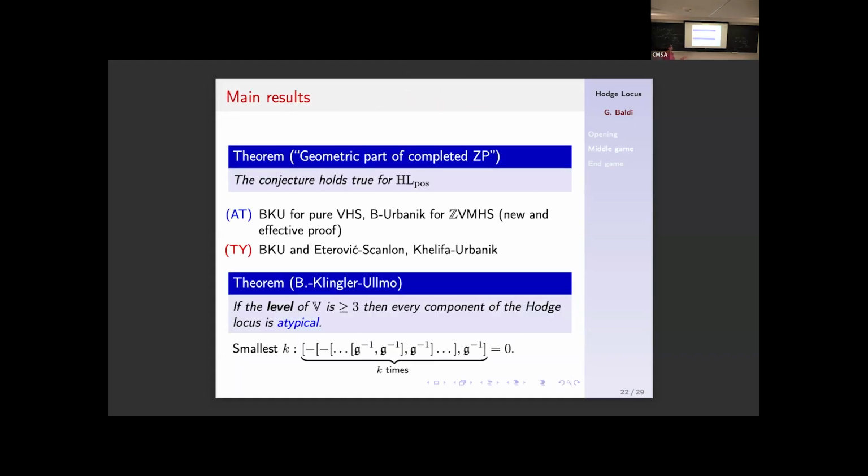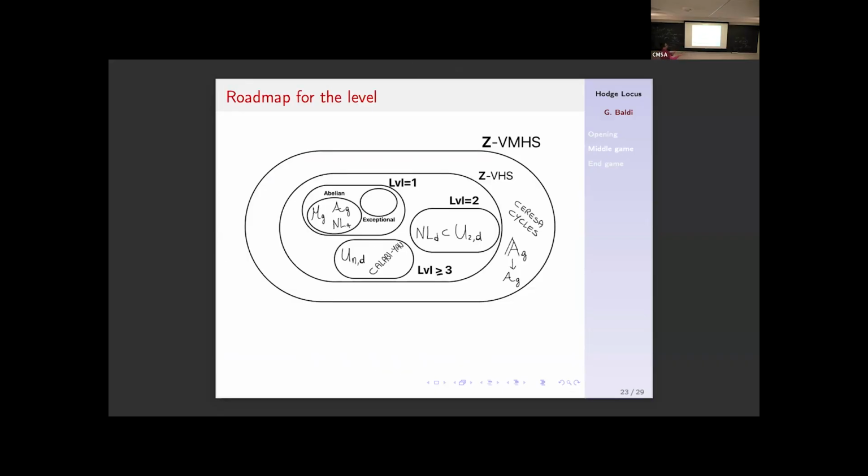Okay, so that's the level that was appearing before. Okay, so a roadmap for the level. Level 1 means abelian varieties. There are also some other exceptional examples.